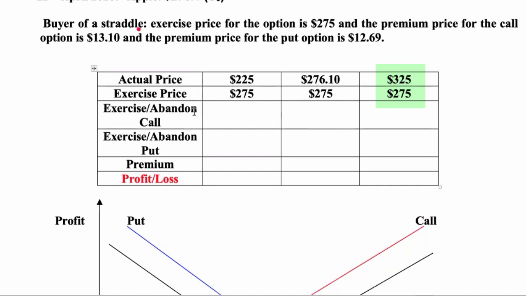Okay, let's skip the abandoning exercise and go straight to the premium. You might write a note out here because it might get confusing for you later on when you look back on it. But the premium is, remember, you're a buyer of the straddle, which means you have to buy the call and you buy the put. So your total premium is going to cost you for this protection $25.79. These two added together, 1310 plus 1269, 25.79. So that's what you pay today.